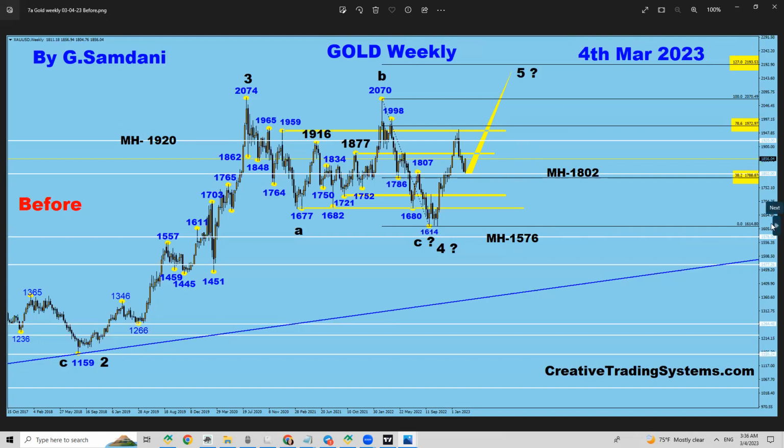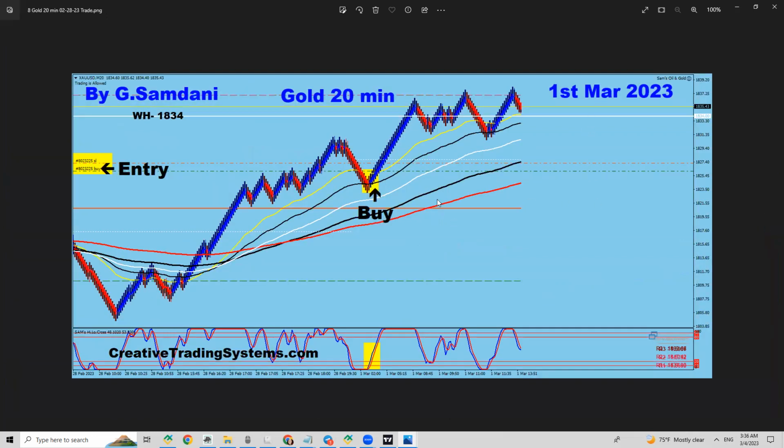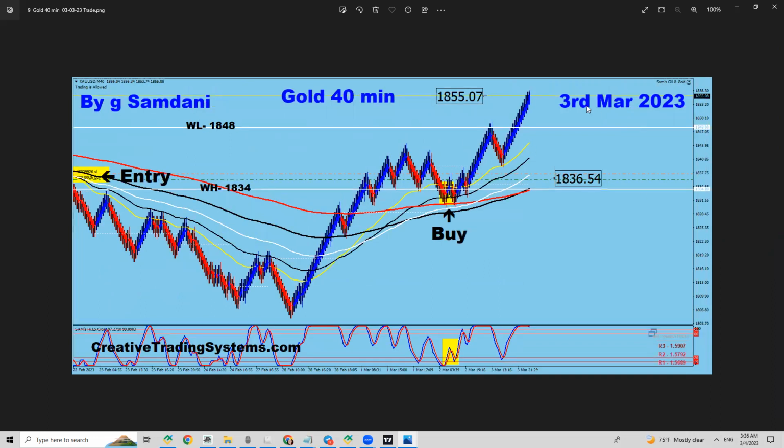Now, what did I do? This is the first trade of gold this week, on March 1st. First entry here and close here. Not a big trade, but something. Then I had several entries here and got knocked out, some at break even, some made like 10, 20 pips. Not worth mentioning. But this is the one on March 3rd from the 40-minute chart. Beautiful entry here, the first one going up, an entry by the book from 1836 to 1855. And this is just the beginning.